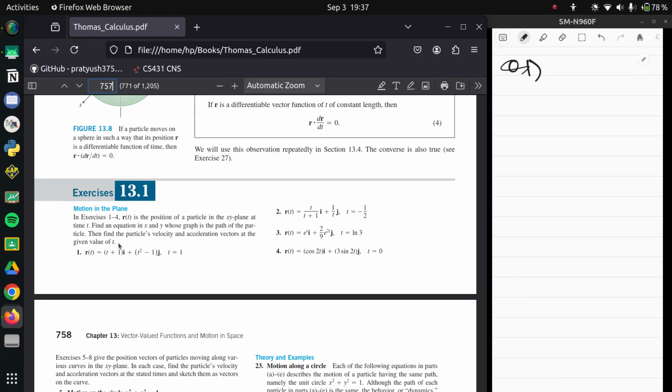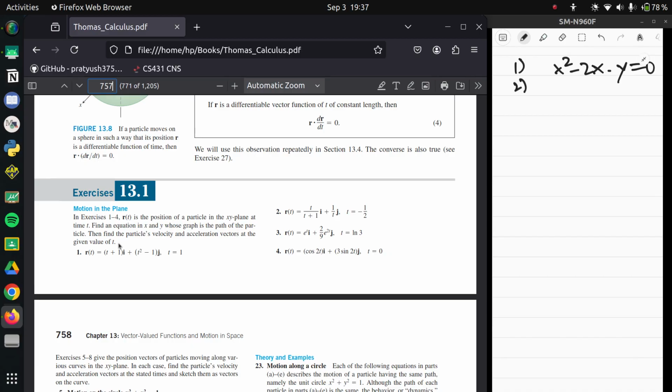The screen guard is really messed up. So the first question is r of t equal to t plus 1, all that stuff. So t plus 1 equals x, or t equals x minus 1. So you have y equal to x minus 1 squared, which is x squared minus 2x plus 1, minus 1, so that's just x squared minus 2x. So there you go, x squared minus 2x equals y, or I could just say x squared minus 2x minus y equals 0.